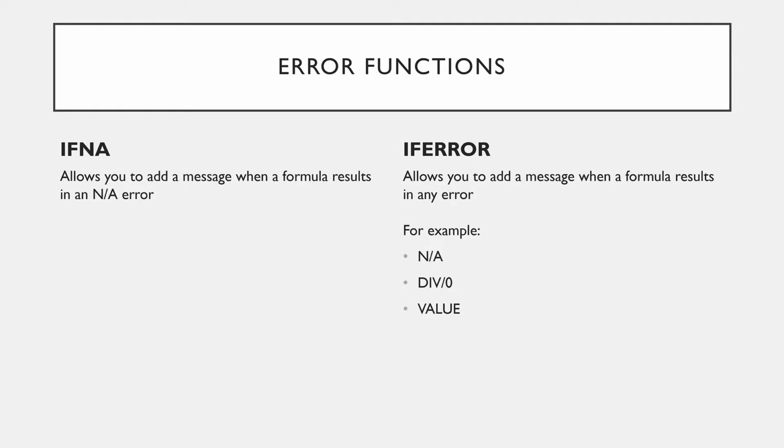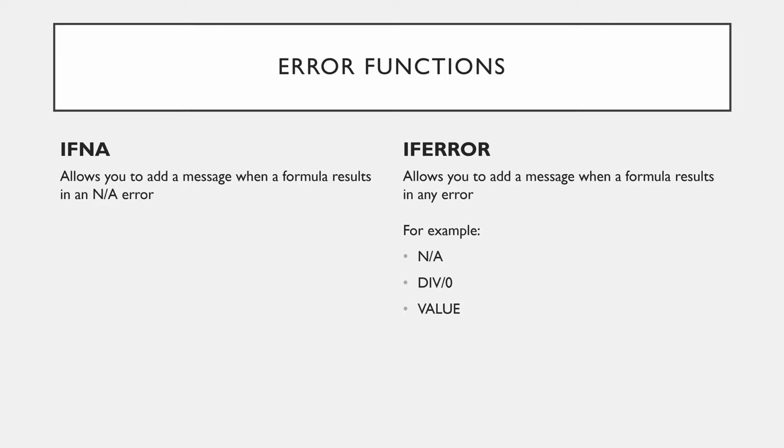IFNA lets you add a message when a formula returns an NA error. This error shows up when Excel can't find the value you asked it for. So if you're using a lookup function like VLOOKUP or MATCH, you get this error if Excel can't find your lookup value. IFERROR does kind of the same thing, but it will let you show a message for any error.